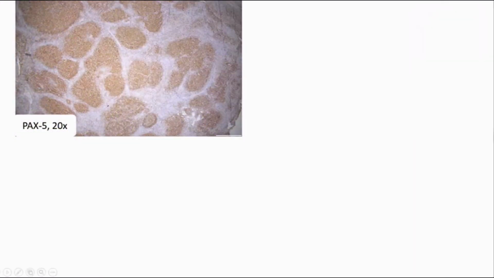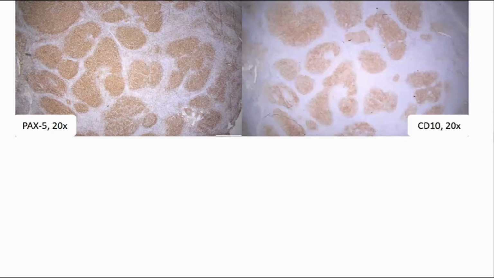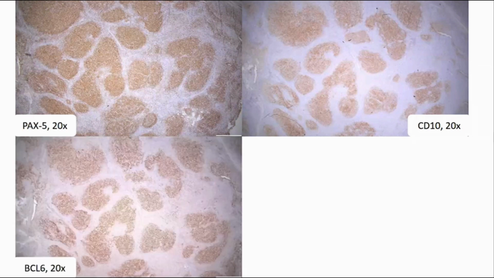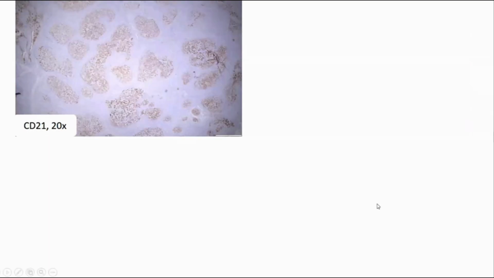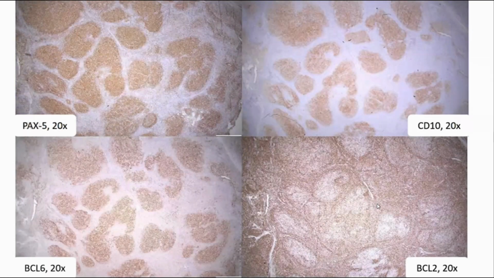This entity was positive for PAX5, similarly CD10 and BCL6. And BCL2 picks up some of the neoplastic cells in the germinal centers, but also the T cells in the background here.